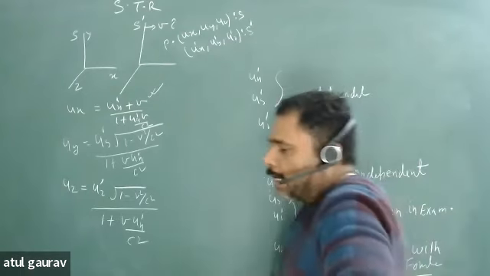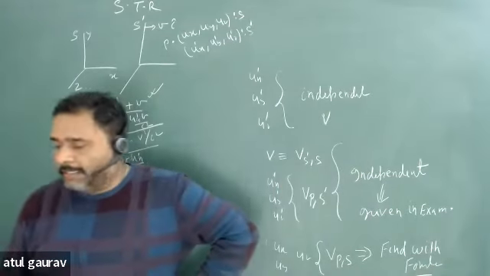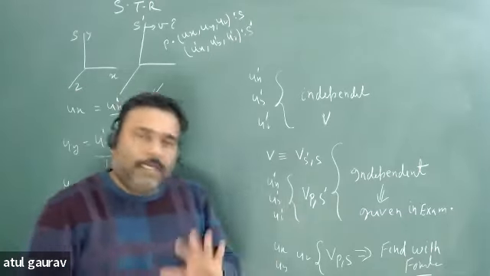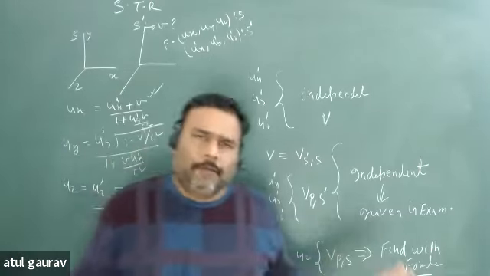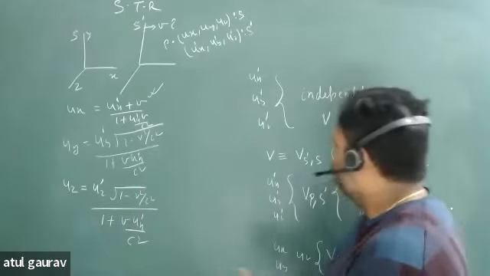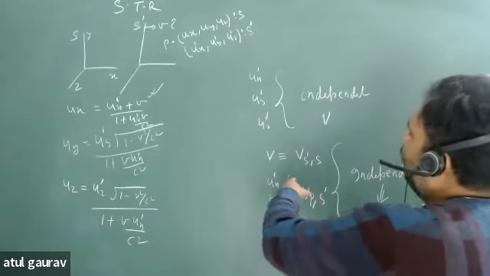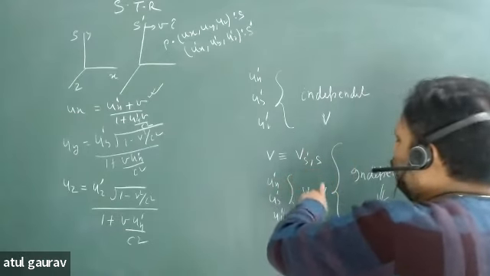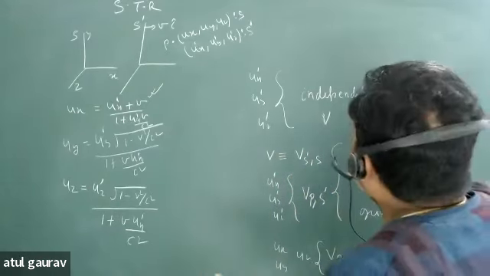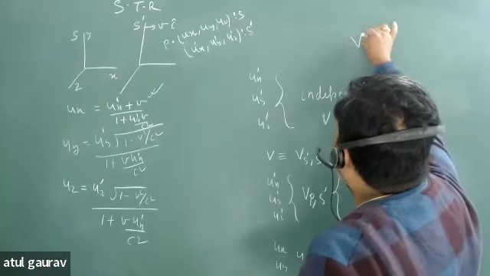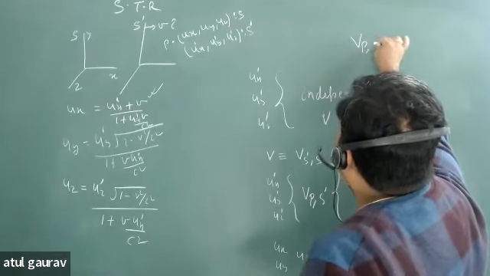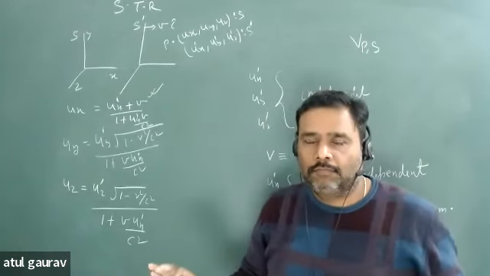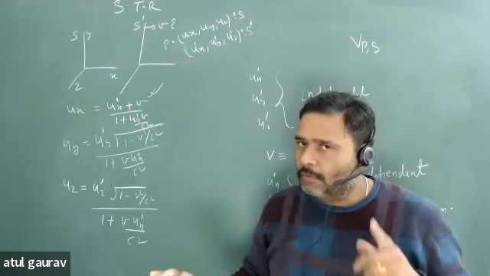Okay, so your entire duty is this: whatever problem is given, you have to first find what is your S frame, what is your S dash frame, and what is your particle. Every time you have to find the velocity of the particle with respect to S. Every time. Are you getting my point?